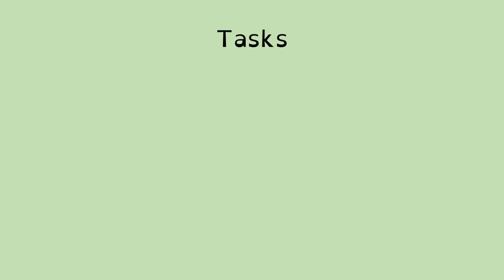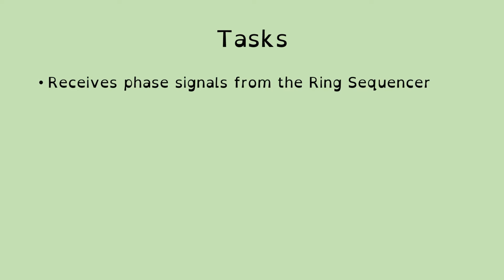So the tasks that the control unit needs to do, let's break those down. In our control unit, we're also going to deal with the fetch cycle, or the fetch part of the fetch execute cycle. So we're going to receive the phase signals from the ring sequencer. Again, if you don't know what that is, look at the fetch execute video that I did for the CPU design. There'll be two signals from there, fetch 1 and fetch 2, because we're doing it in two parts.